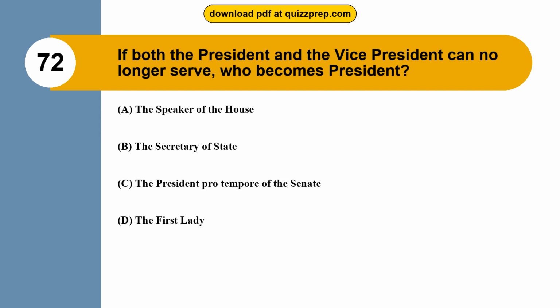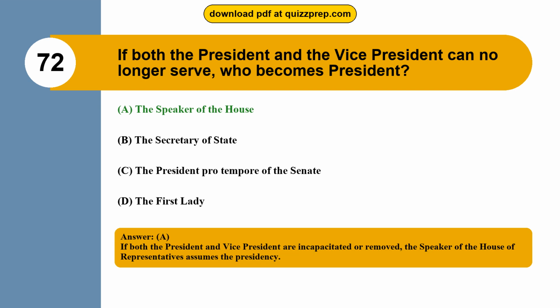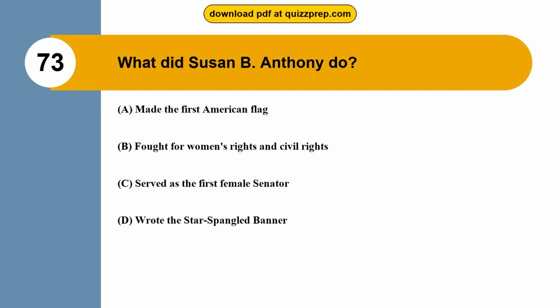Question 72. If both the president and the vice president can no longer serve, who becomes president? Option A, the Speaker of the House. Option B, the Secretary of State. Option C, the President pro tempore of the Senate. Option D, the First Lady. The correct answer is option A, the Speaker of the House. If both the President and Vice President are incapacitated or removed, the Speaker of the House of Representatives assumes the presidency.